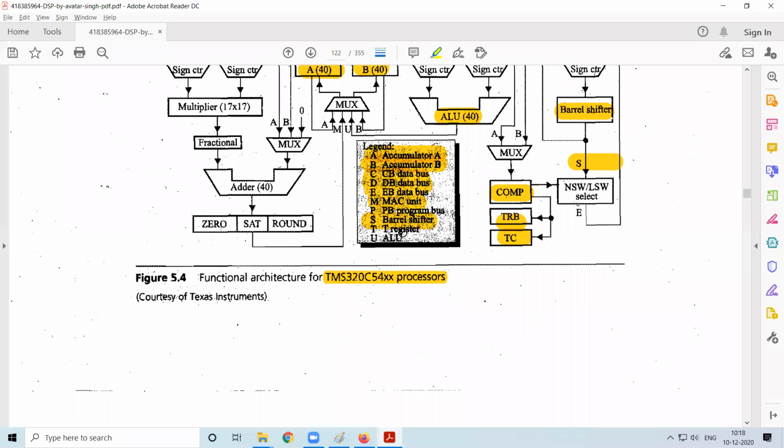T is actually the temporary register, and T has many uses. Suppose I am using it with the barrel shifter, T helps in specifying how many shifts you want to perform. That value is stored in the T register and given to the barrel shifter. Based on that value, the shifting happens either towards the left or towards the right. That again we'll be discussing further.